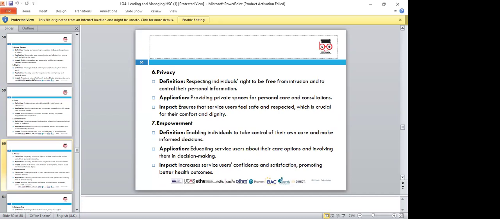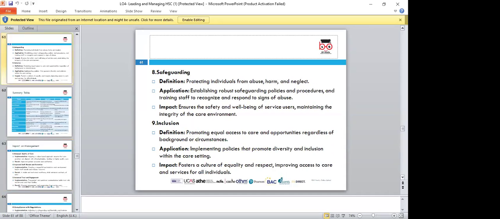Empowerment, okay? Empowerment means enabling individuals to take control of their own care and make decisions. I spoke about independence. In person-centered care, one of the key things it seeks to do is to promote independence so that patients can do things on their own. All you do is to empower them or encourage them.